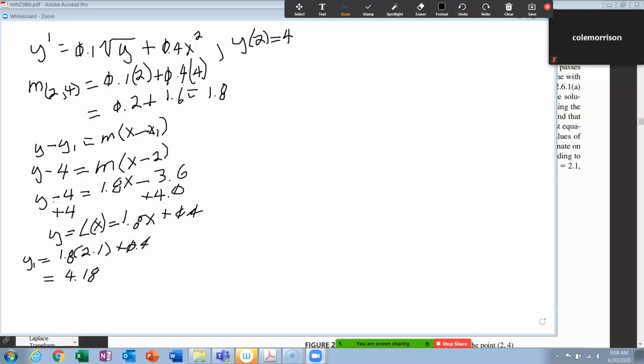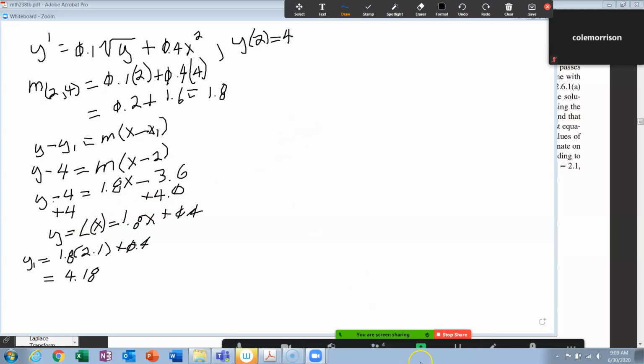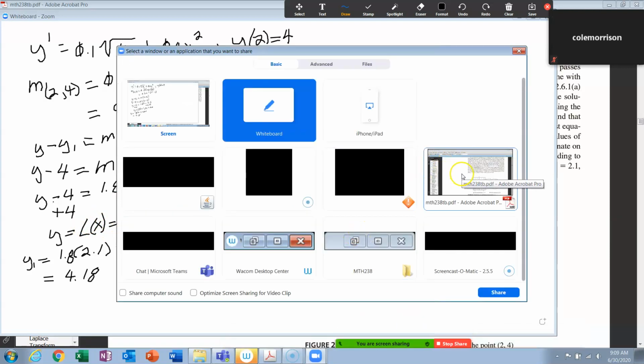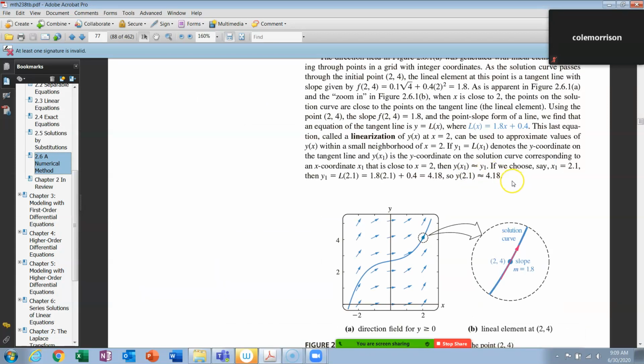So that's how they got this part. Now, trying to find my cursor. There it is. Let's go back here. And that's how they got 4.18. That's our approximation.